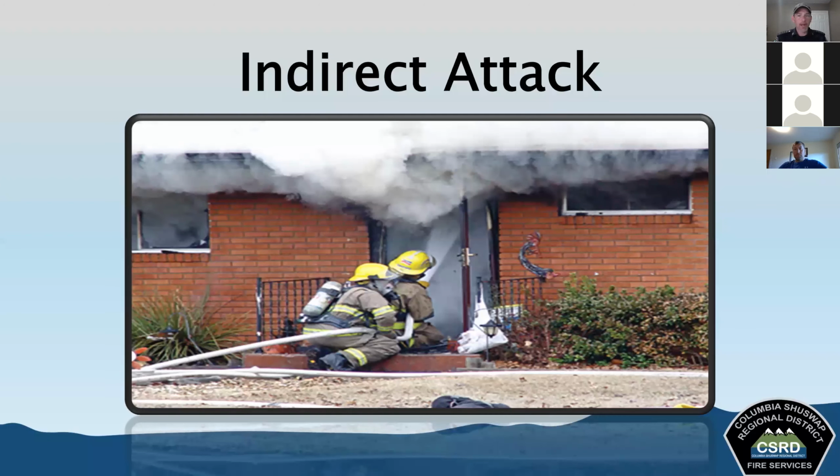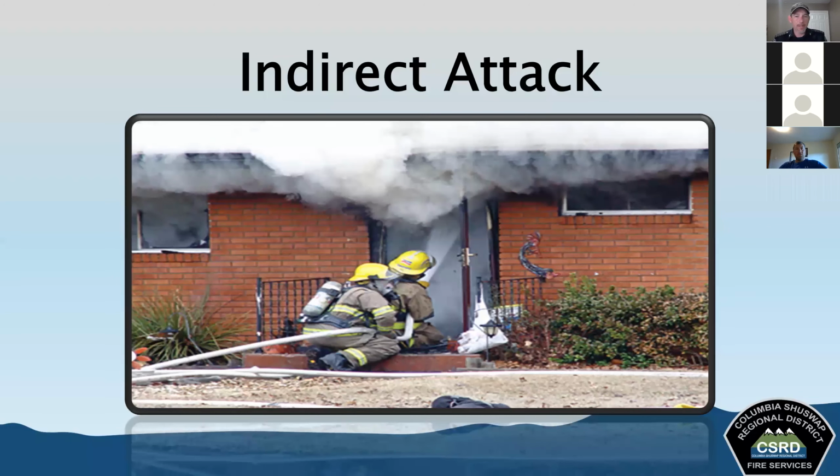And with an indirect attack, what we're doing is we're directing the stream towards the ceiling to cool the room, okay? So again, that thermal layer, that hot smoking gases, is going to keep that fire going. Part of the fire triangle is the heat. If we have sufficient heat and the fuel and the oxygen, we are going to get that sustained chemical reaction that is fire.